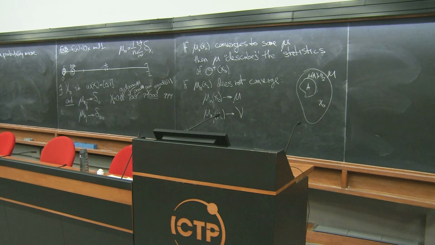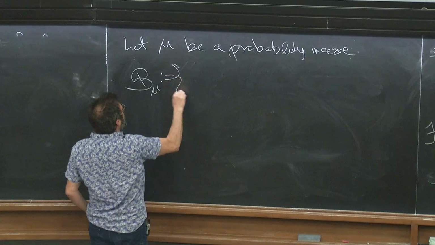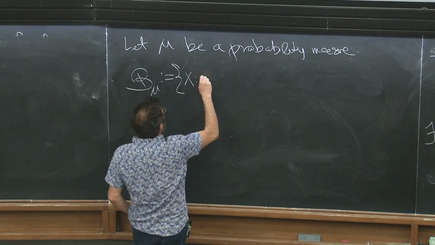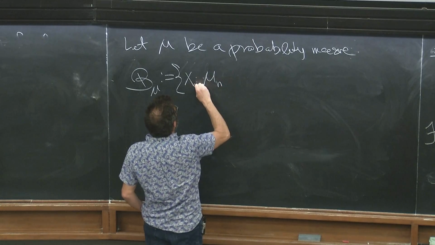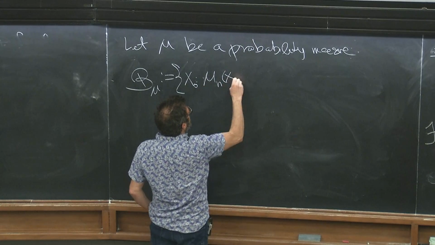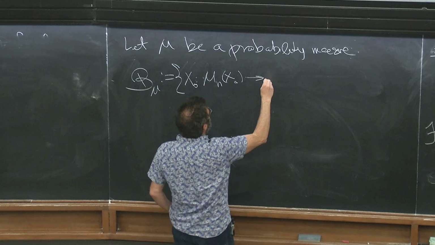So, and then we define something called the basin of mu, which is precisely the set of points x naught such that the measure mu_n of x naught converges to mu.